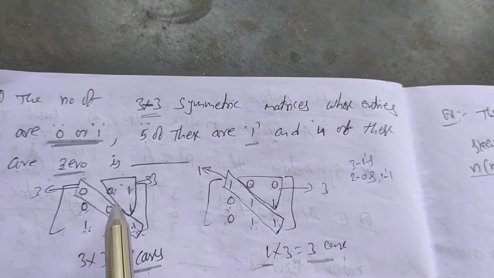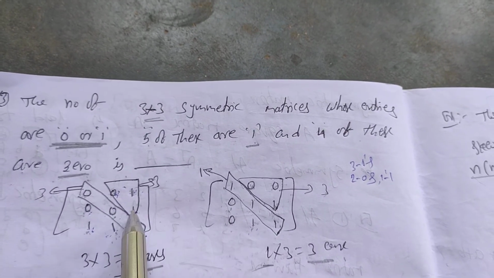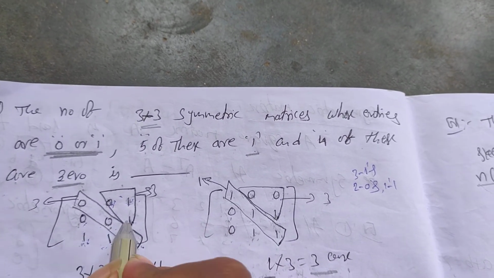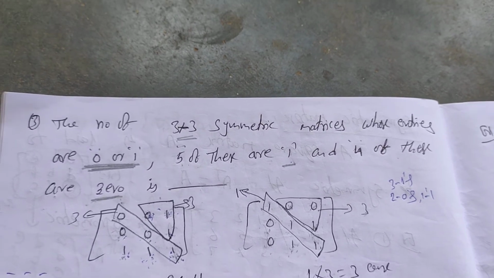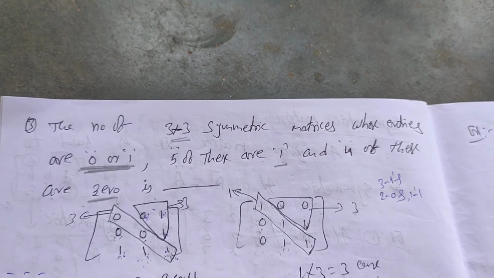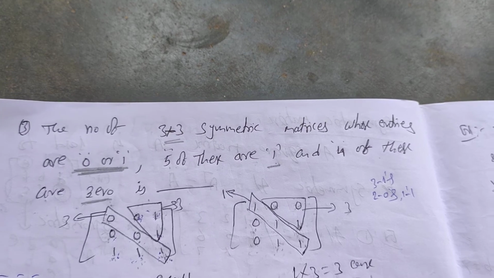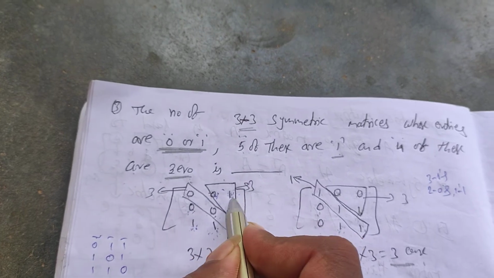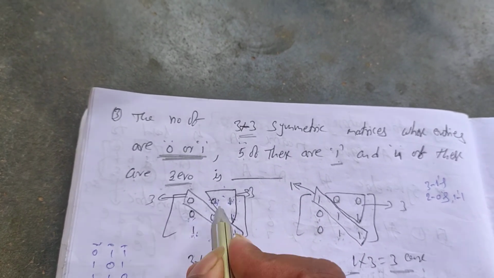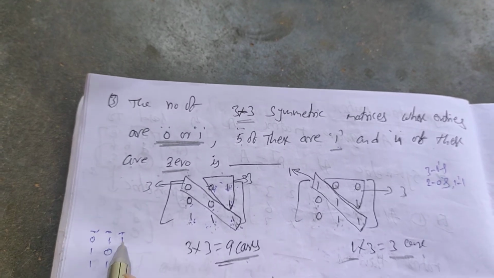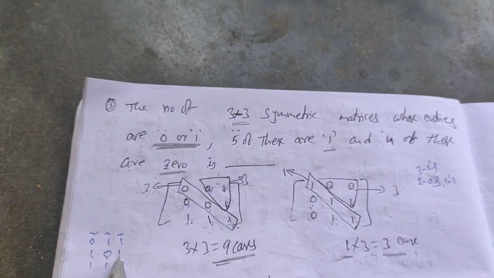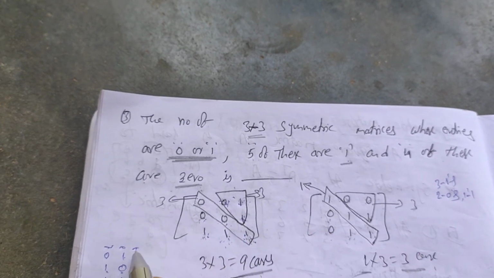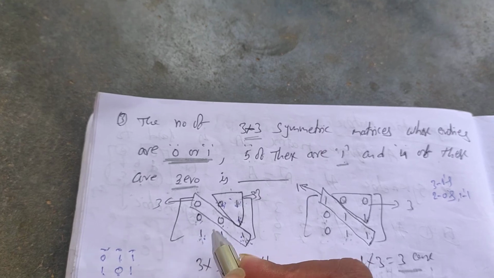Now, how can you fill these three places with these two ones and one 0? This is the first position, this is the second position, this is the third position. We can fill in this way: 0 1 1, or 1 0 1, or 1 1 0. These are the three possible cases. These are the three possibilities for filling these three places. Automatically, with the same three possibilities we can fill the other side. So don't consider this one.